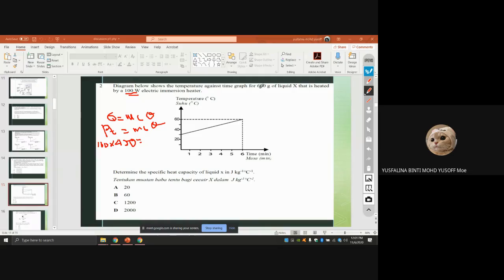Then the mass must be changed to kg, you have to see the unit here. So it is 0.6 kg, and c you need to find. Theta is the increase in temperature. This one goes from 30 to 60, so 60 minus 30, you get 30. Then you just use the calculator to calculate, so the answer is D. Okay, next one.